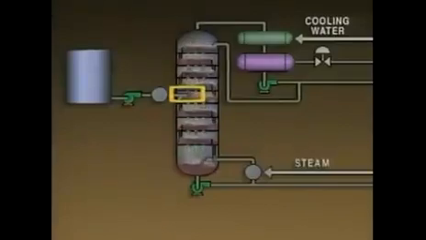Too much feed entering the tower will overload it. If this happens, the differential pressure will increase, and the tower will be unable to make the desired separation. In this case, it might be necessary to decrease the feed rate.